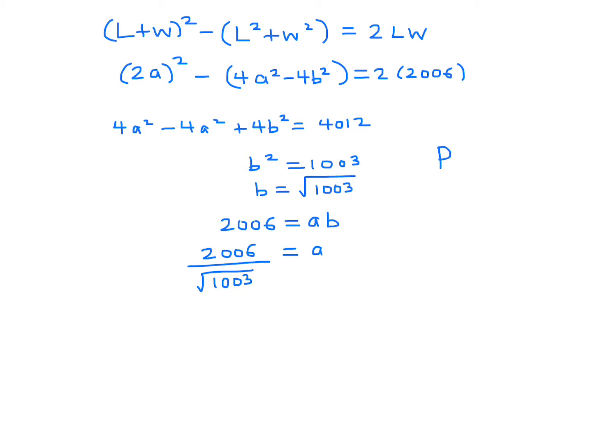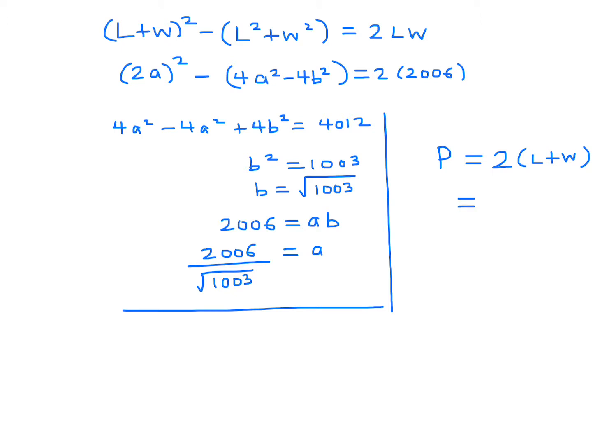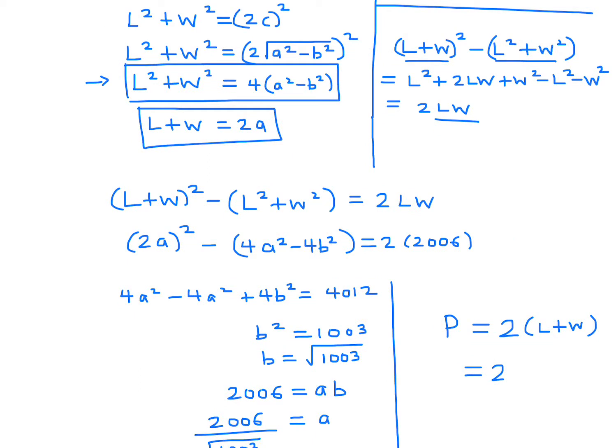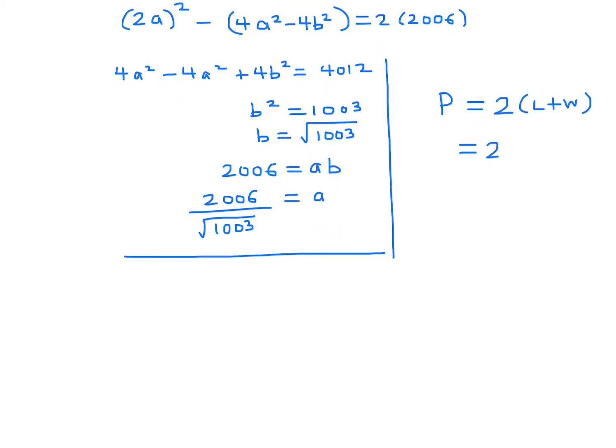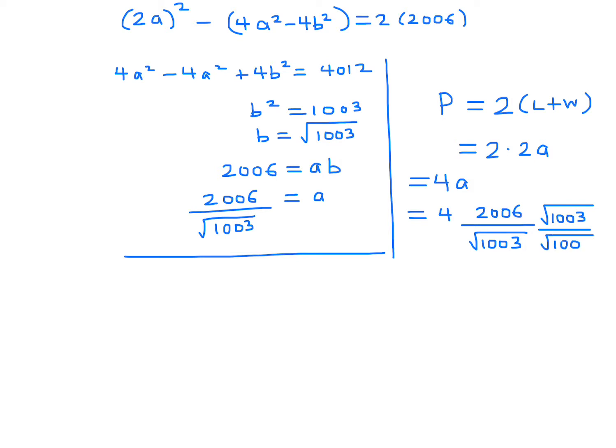The perimeter, if we use the basic definition, is 2 times L plus W. And L plus W, we know, is equal to 2A. So that's 2 times 2A, so that's 4A. And then A, we just figured out over here. So plug that in: 2006 over the square root of 1003. And then we multiply top and bottom by the square root of 1003 to rationalize the denominator.